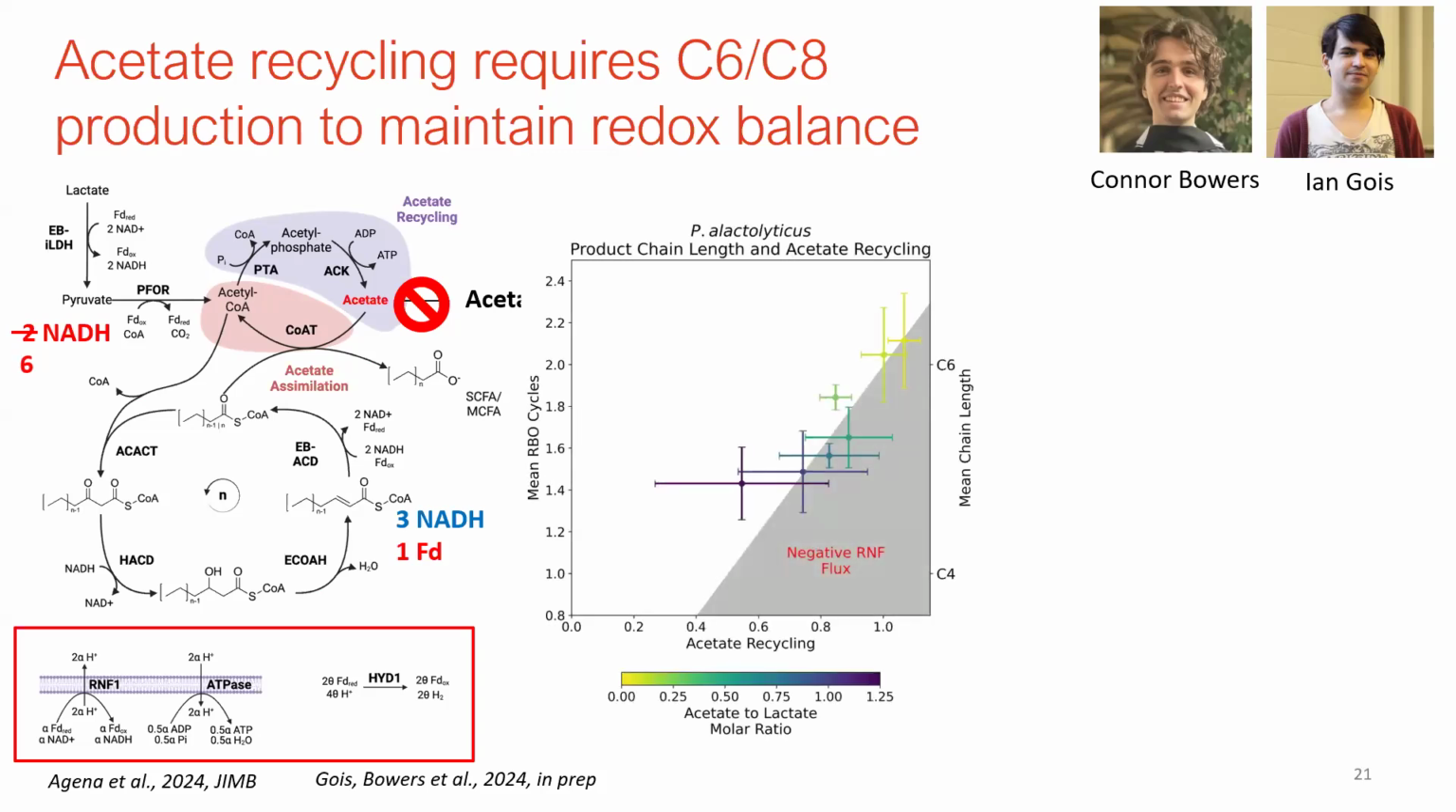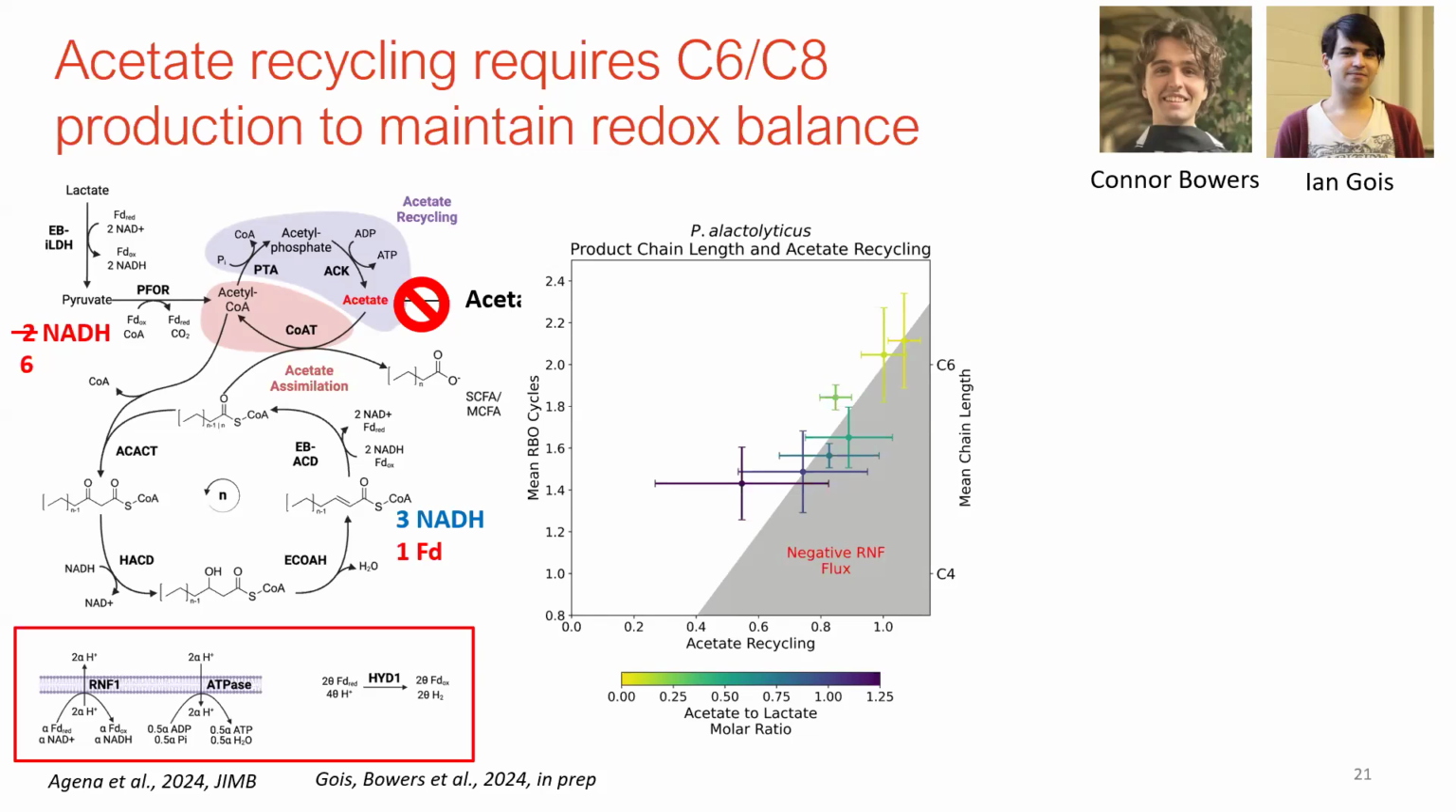And on the next graph here, we summarize this trend where, as an organism makes longer chain products, they ultimately end up recycling acetate more than assimilating it. And so this is essentially to mitigate redox. This explains why acetate recycling is required in these organisms to make these longer chain MCFAs, and it really points to one of their main ecological niches.